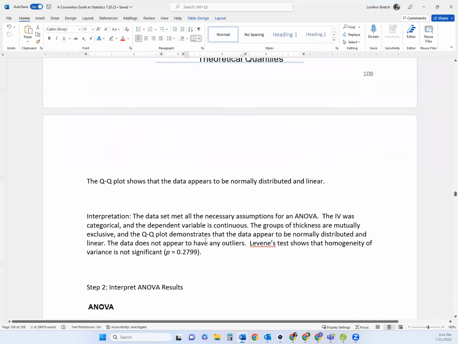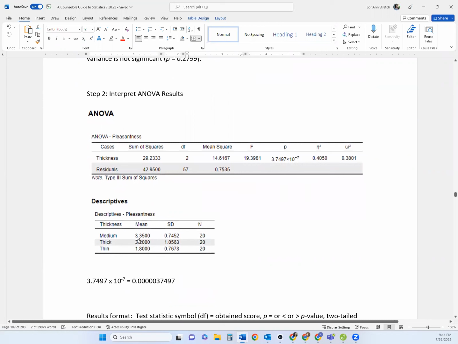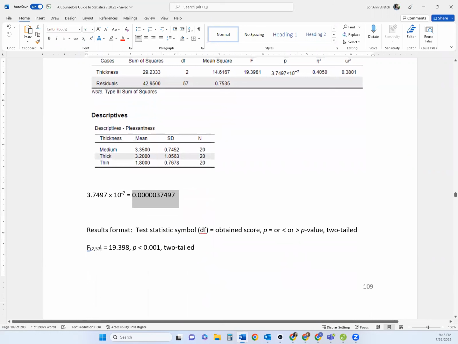All right. So now let's interpret our ANOVA results. As I mentioned, we have this significant p-value, and we have our descriptives. This is this p-value right here. When I take it to the exponential of -7, this is what the actual number is. So in this particular one, I can say the test statistic, this is like a formula here. Test statistic symbol, which in this case would be F, the degrees of freedom, my attained score, the p-value, and then whether it was two-tailed. This one was two-tailed because I said there's no difference between the groups.